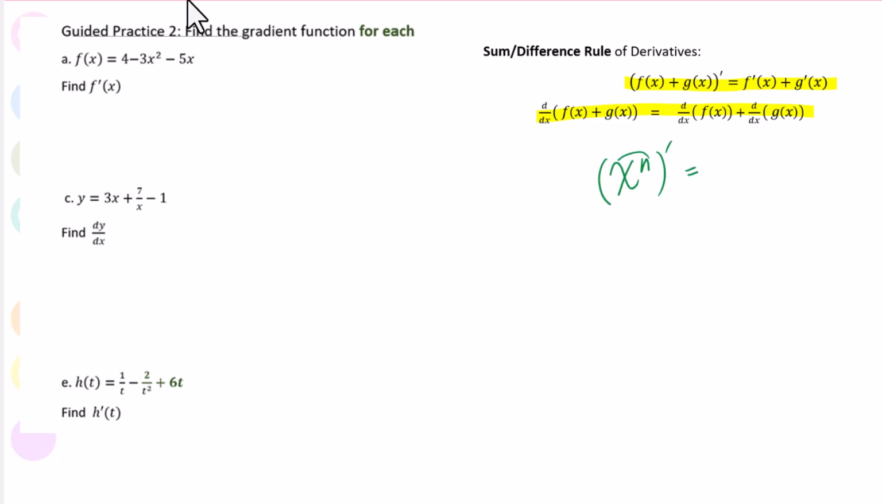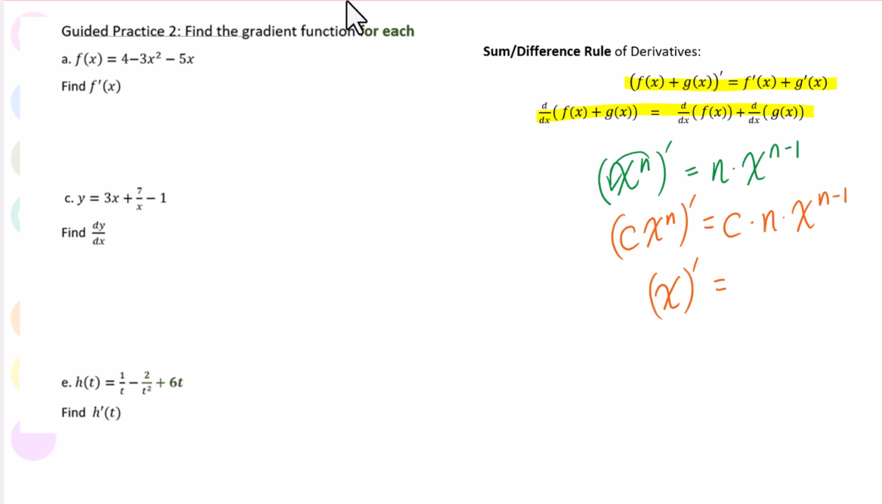Remember, drop down n, minus 1: n times x to the power of n minus 1. If we have a coefficient, we will keep the coefficient: c times n times x to the power of n minus 1. And always remember x prime equals 1. Constant number prime equals 0.